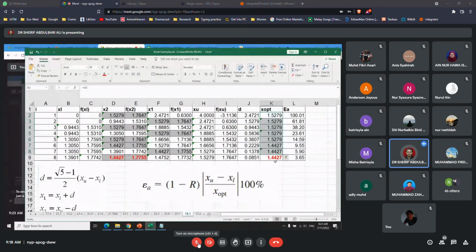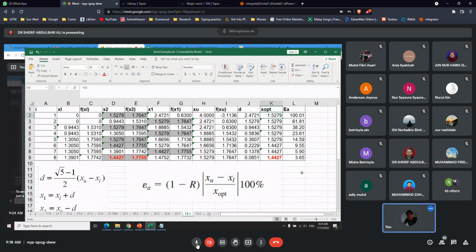Let's say for the first iteration, what's the x optimum if this example is asking you to find the minimum of the function? It's going to be x1, so it's going to be 2.4721. So this value is considered my x optimum.